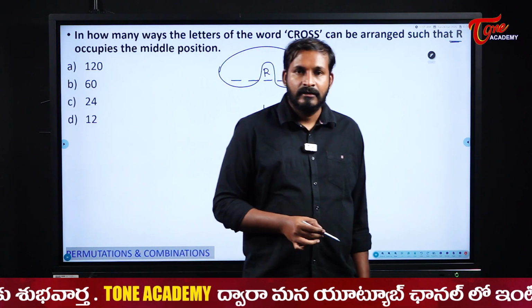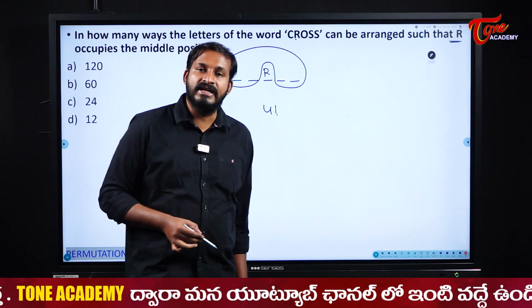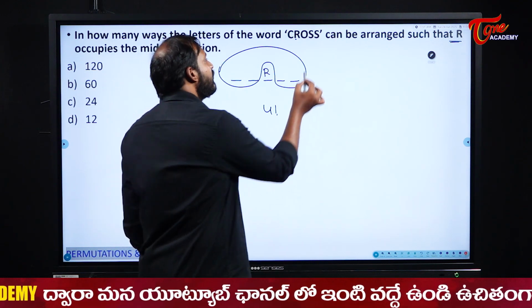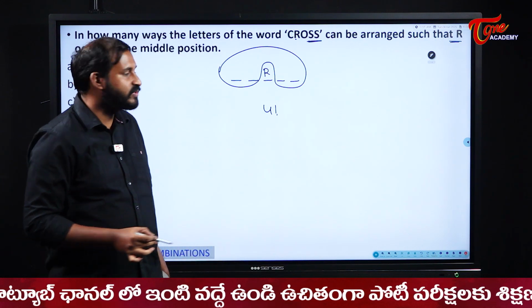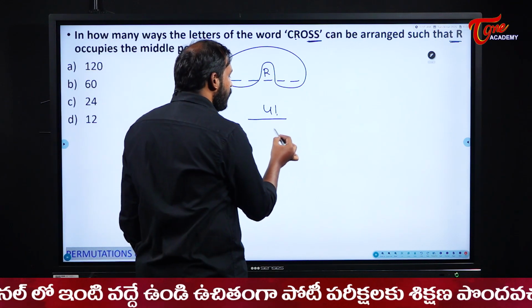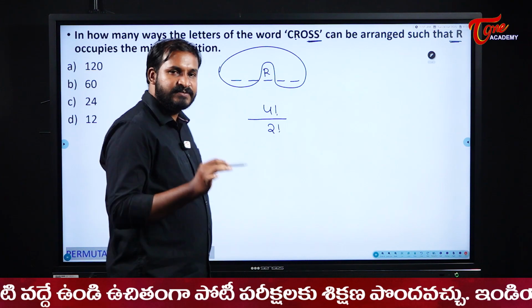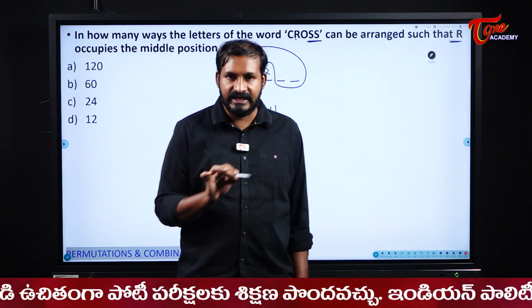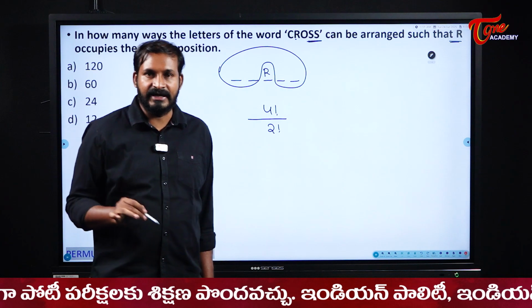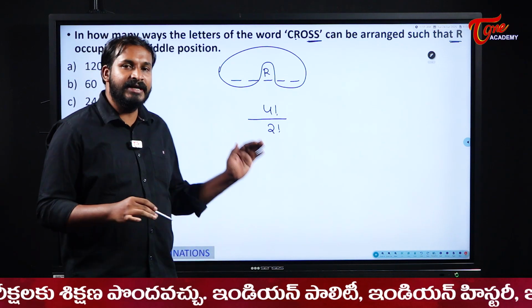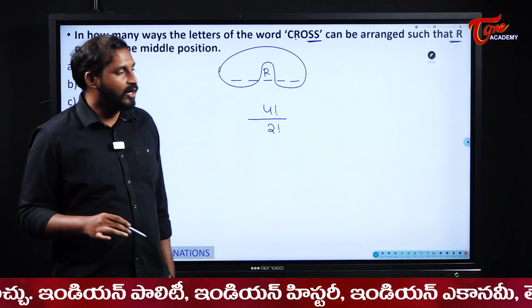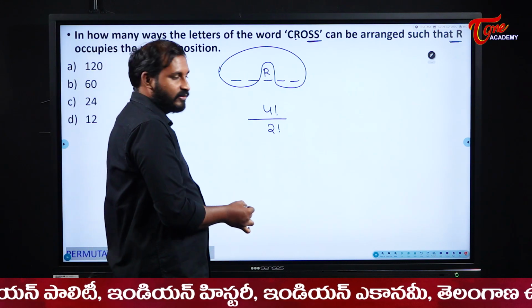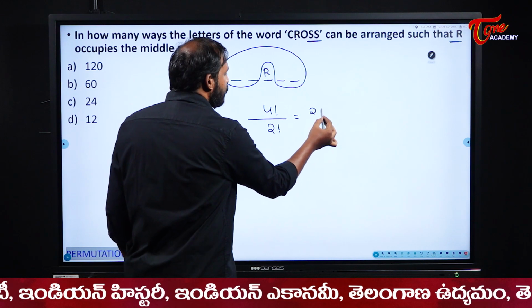Is it correct? No. What is the reason? The reason is very simple. Here S was repeated 2 times. So immediately we will have a denominator. Irrespective of the cases or conditions, if any letter is repeated, immediately we will have the denominator. So 4 factorial by 2 factorial. That is nothing but 24 by 2.